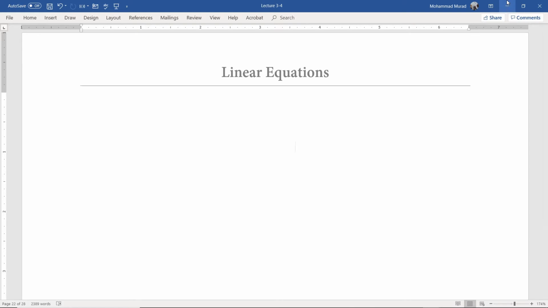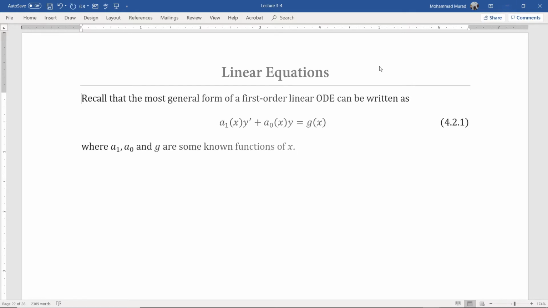Hello, welcome. In this section, we continue our quest for solutions of first-order linear ordinary differential equations. Recall that the most general form of a first-order linear ordinary differential equation can be written as the equation shown in 4.2.1.